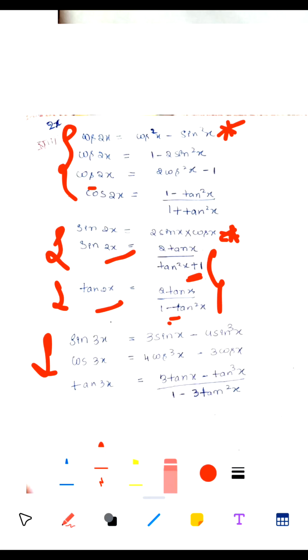Okay, so next thing is your sin 3x. Sin 3x is 3 sin x − 4 sin³ x. Here how you remember it is, wherever you get a coefficient of 4, you have to raise it to power 3.